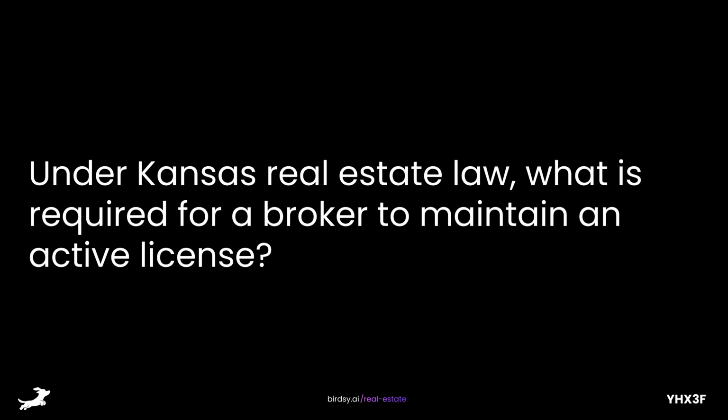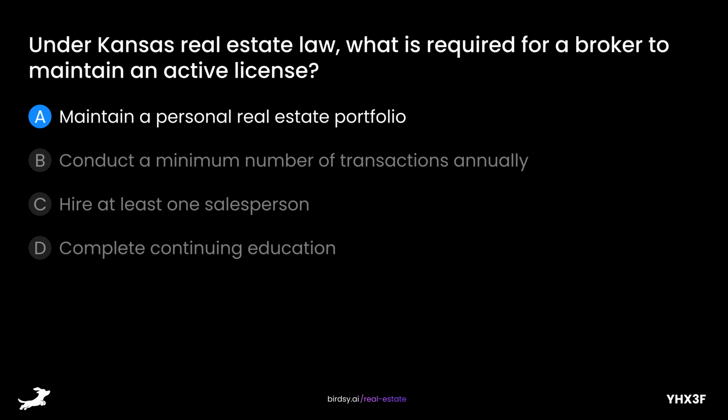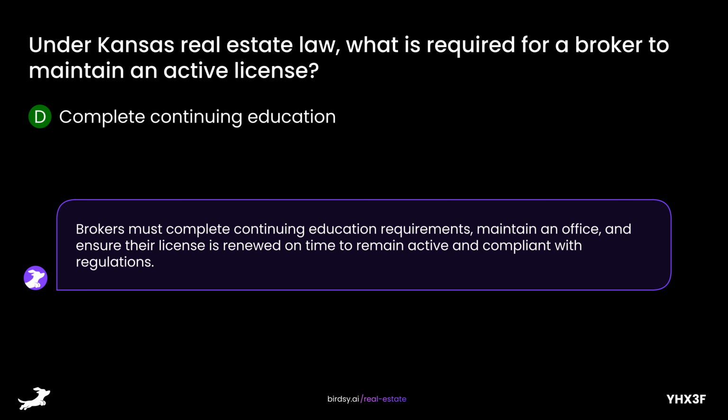Under Kansas real estate law, what is required for a broker to maintain an active license? Is it A, maintain a personal real estate portfolio, B, conduct a minimum number of transactions annually, C, hire at least one salesperson, or D, complete continuing education? The answer is D, complete continuing education. Brokers must complete continuing education requirements, maintain an office, and ensure their license is renewed on time to remain active and compliant with regulations.